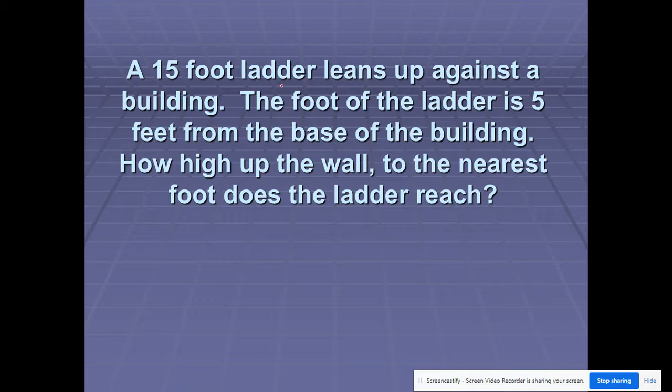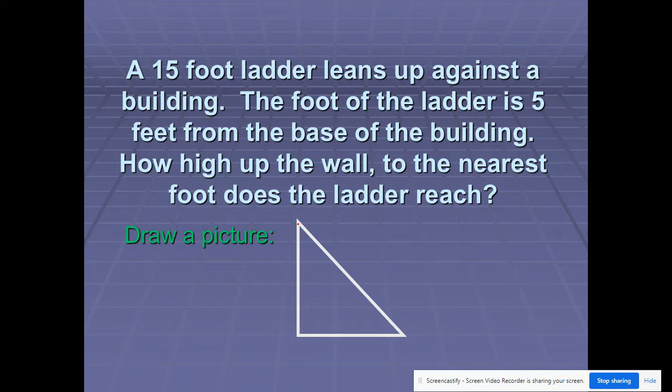So a 15-foot ladder leans up against a building. The foot of the ladder is 5 feet from the base of the building. How high up the wall to the nearest foot does the ladder reach? First, you need to draw a picture. So here is your building. This is the building. This is the ground. And then this is going to be your ladder.